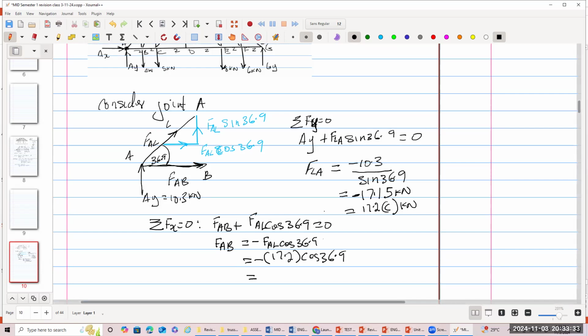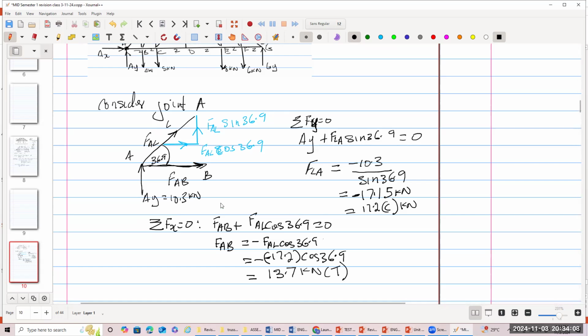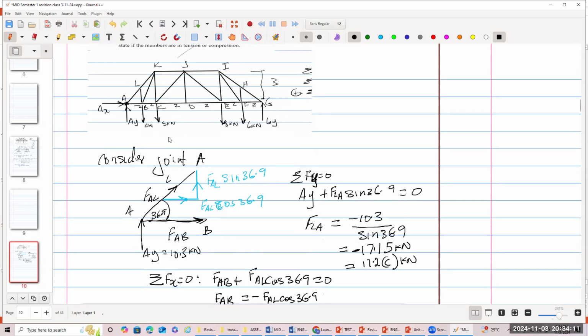Times cos. It was minus, no? Put in a minus, please. If it is minus, you have to put in a minus. So it's a positive 13.7 kilonewtons. So that one is in tension. All right, so now we have found two forces.